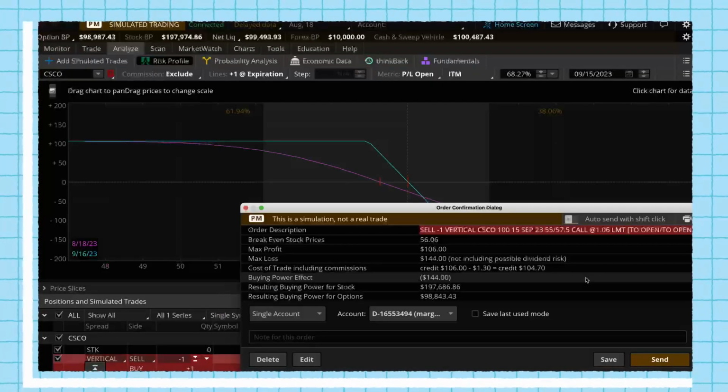Unlike Nvidia, Cisco doesn't have an earnings announcement to exit ahead of. So my first exit would be if the stock moved above the break-even point of $56, so I could limit any losses and mitigate the risk of early assignment. Of course, early assignment isn't a risk in the paperMoney platform, but it's a real risk in a real trade.